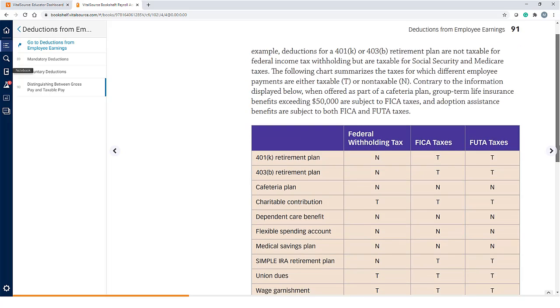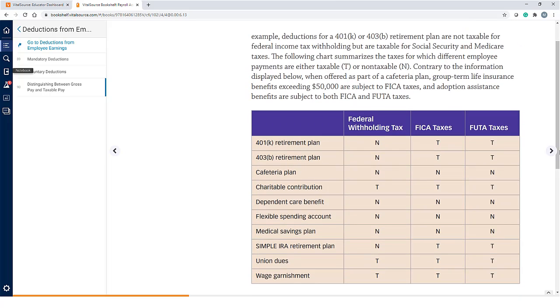In your chapter assignments, you will have other items besides the retirement plan that we just went over in this sample problem. You have other items like cafeteria plan, charity contribution, flexible spending account, union dues, and so forth. And you need to consider whether it is taxable as part of taxable pay for federal income tax and FICA taxes, FUTA taxes.